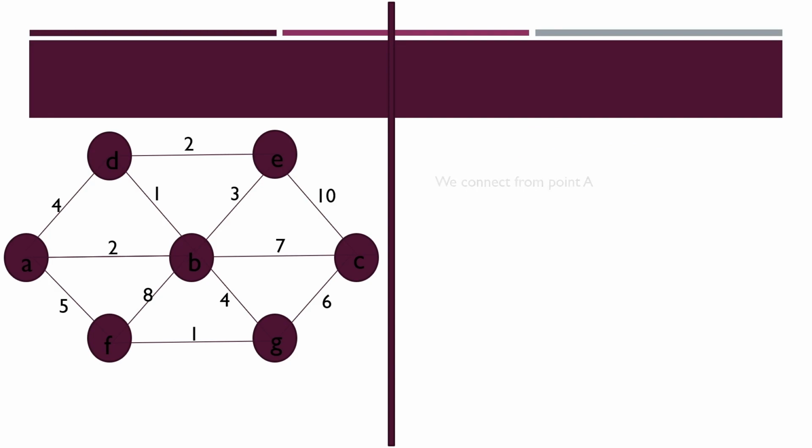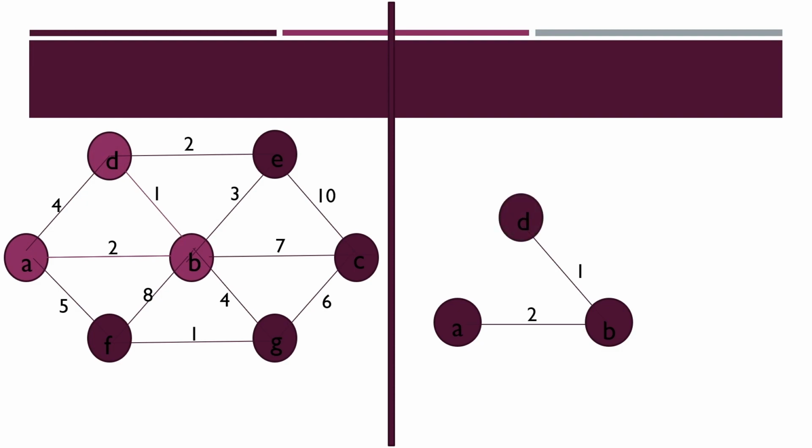After picking A, we choose the edge that has the minimum weight from A to any other node, which is 2, from A to B. We select it and draw it. Next, we pick the minimum one overall, which is from B to D, which is 1. So we draw the path. Next, we find the next best one, or the minimum, which is 2, from D to E.